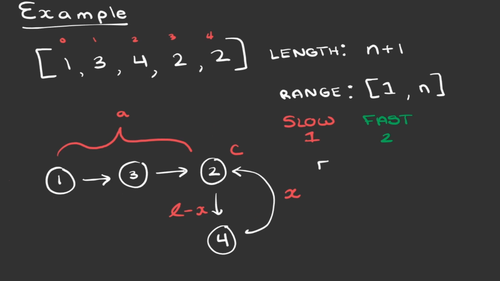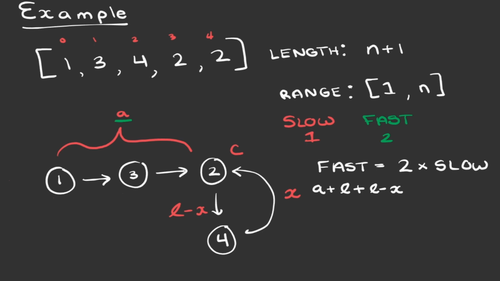We can show that the fast pointer is equal to 2 times the slow pointer. We know that the fast pointer definitely traversed the A part, and it also went around the cycle one whole time. We know that the cycle length is L, and to get back to the point of collision, it has to be L minus x. So we can say that the fast pointer is equal to A plus L plus L minus x.